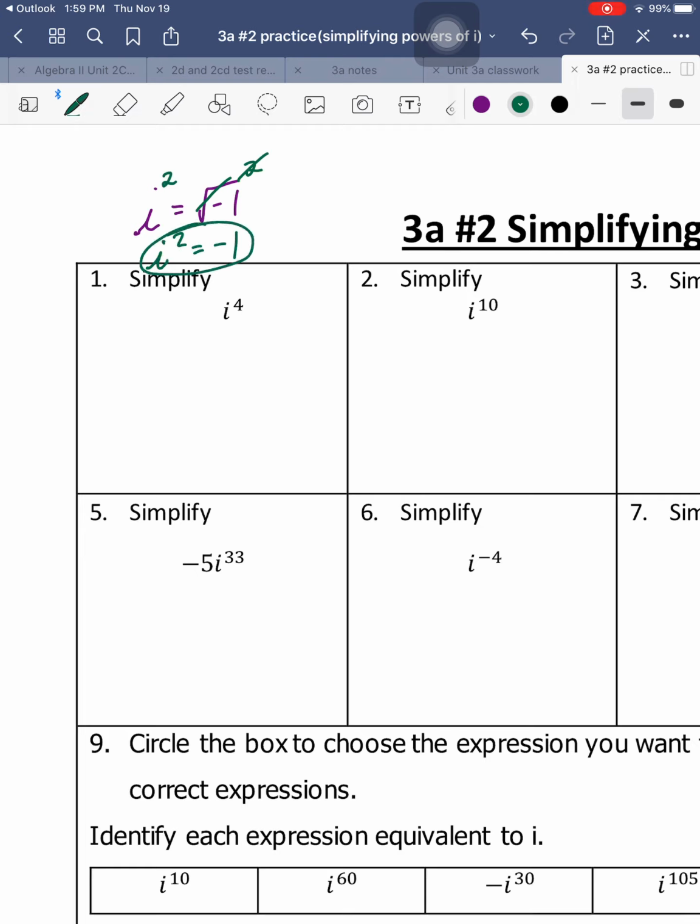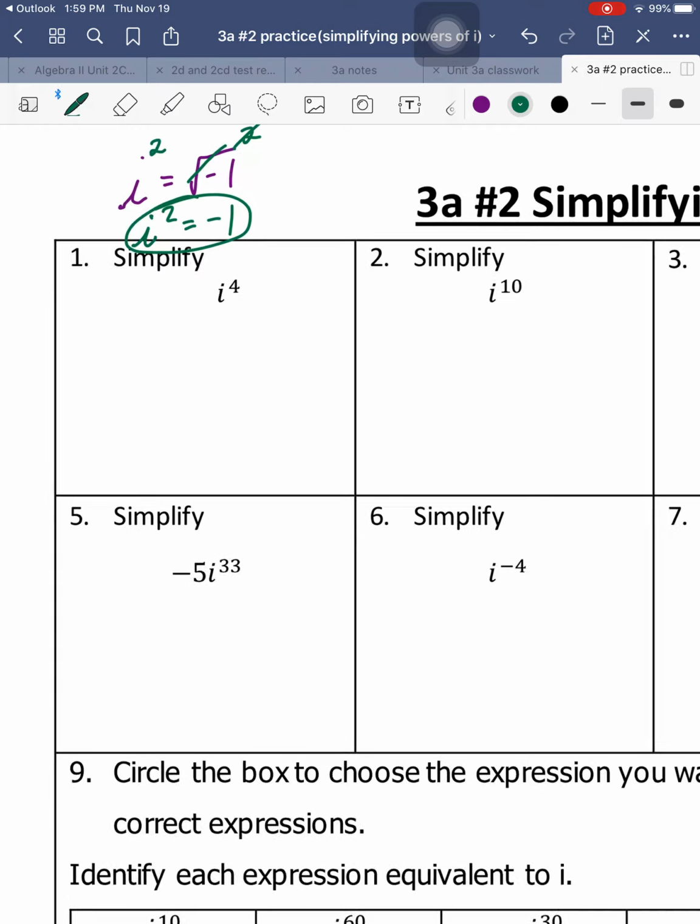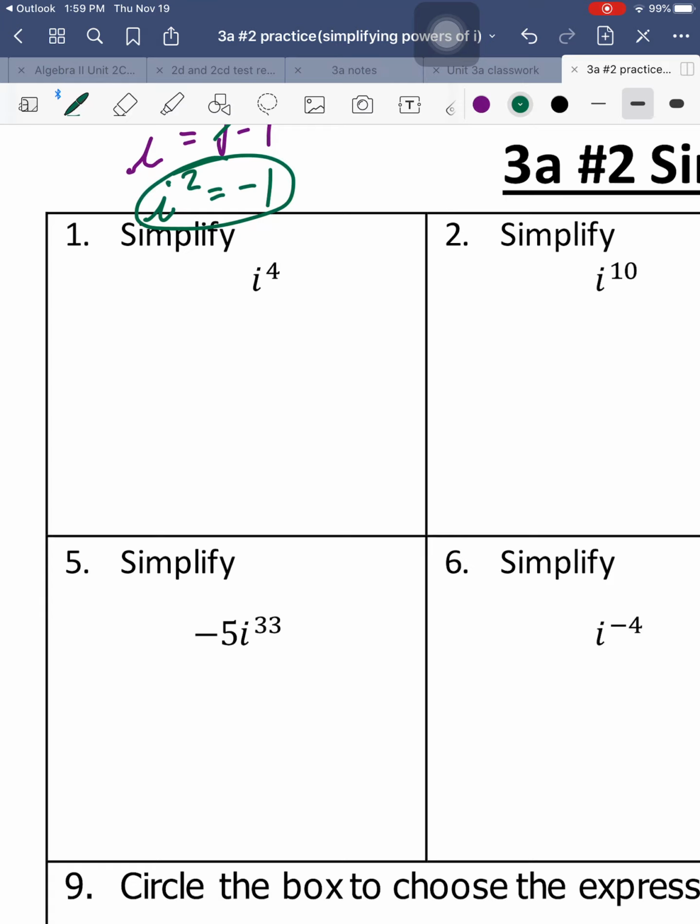Keep that in mind. That's what we're looking for when we're simplifying i to any power, because negative 1 is an easy number to work with, easy to simplify. So, i to the fourth. Think about how many i squareds you can divide out of i to the fourth. 4 divided by 2 is 2. So you're going to have i squared on the inside, because we're dividing by 2, and then we'll have a 2 on the outside.